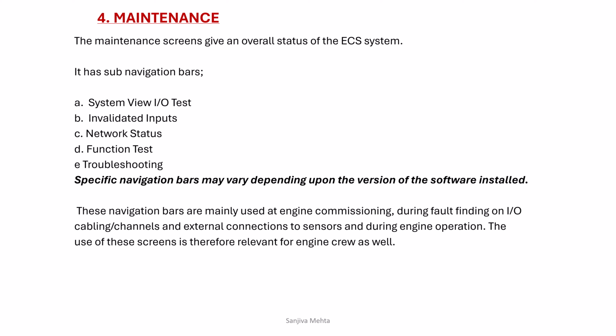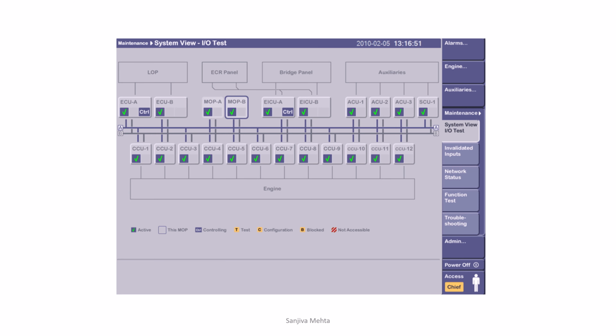This is your maintenance: system view, input output test, invalidate inputs, network status, function test, troubleshooting. All right. So actually, if all of these are green, that means everything is fine.